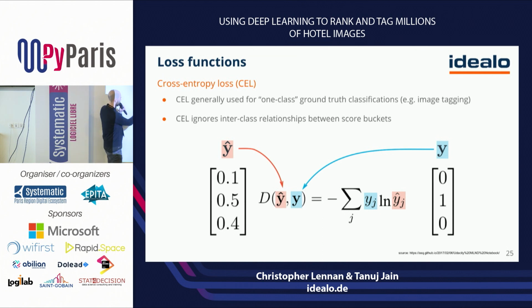You have here the y-hat, the predictions, basically, that come out of the neural network. And the y on the right, this is the ground truth, this one hot vector. In this case, the second class is the true class. And then we just build the product of the label and the logarithmic prediction.